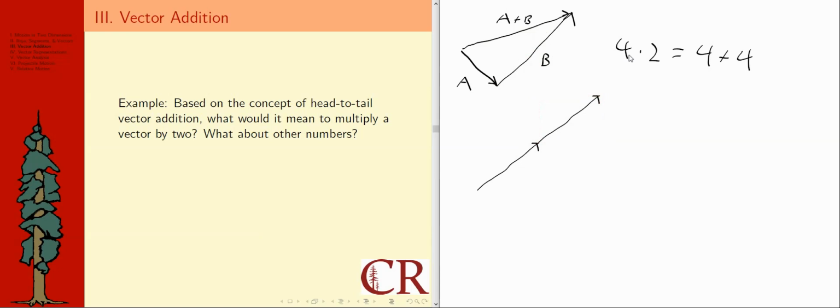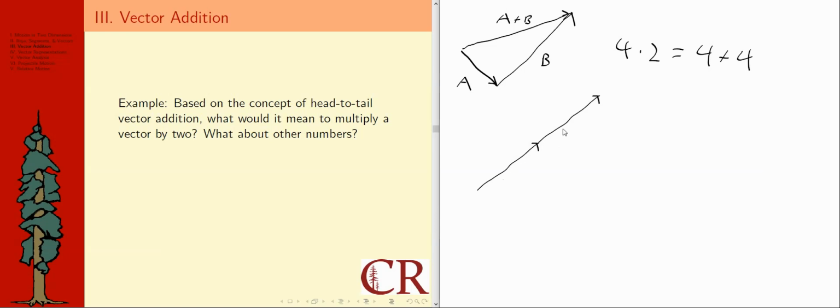If I did 4 times 3, wouldn't that be the same as 4 plus 4 plus 4? In other words, you're just repeatedly adding 3 times. So if I had this vector, and instead I'm multiplying the vector by the number 3, I would just repeat that vector head to tail 3 times. So what does that really mean?